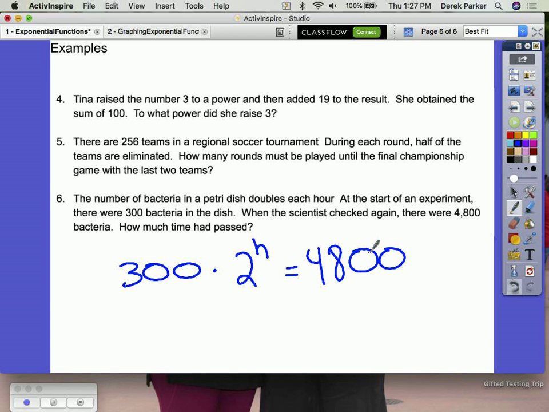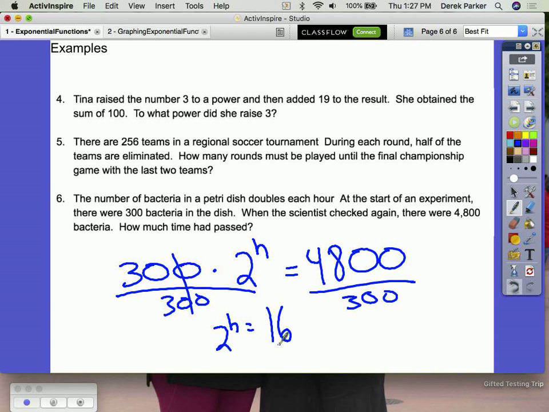Now, first step, divide both sides by 300. And I get 2 to the h power equals 16. Well, that's easy. 2 to the 4th power equals 16. So h equals 4. So it was 4 hours.